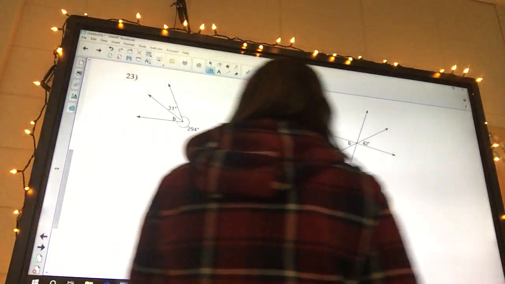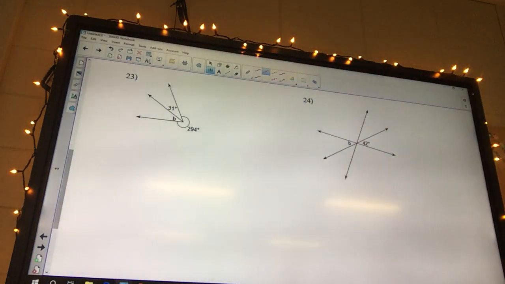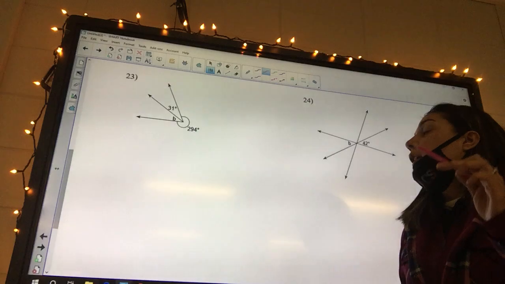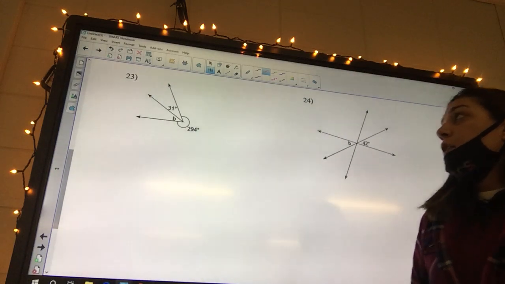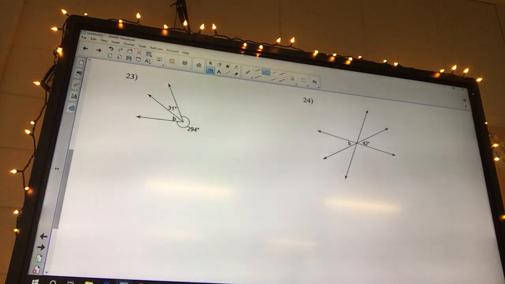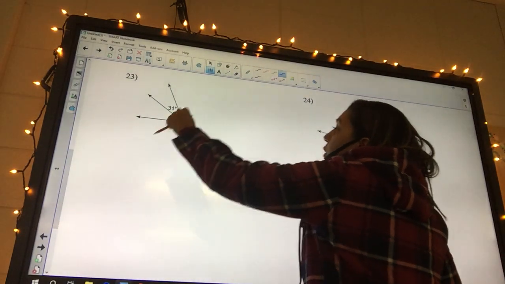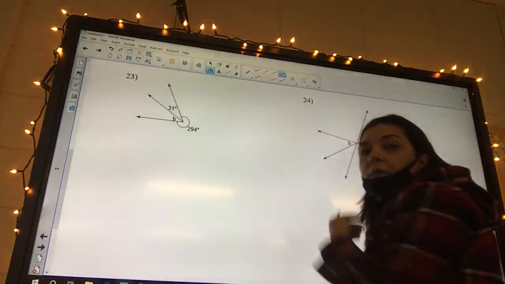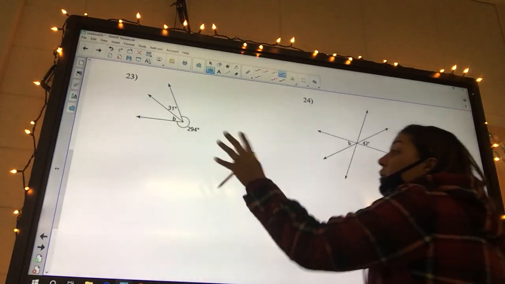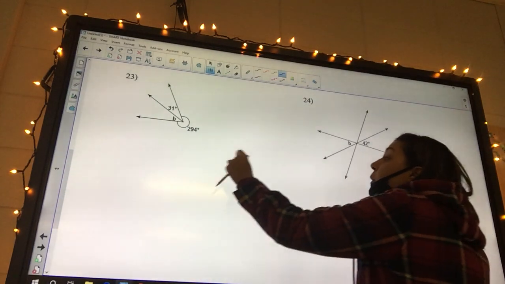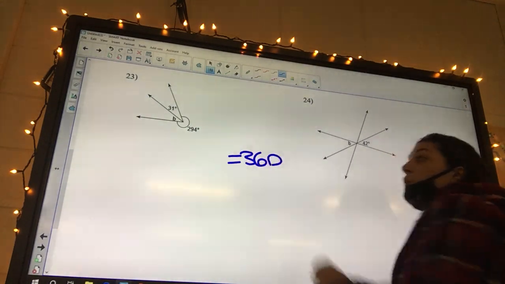Okay, look at 23. We have, I don't want to say a big circle, but a big chunk of a circle equals 294. Another little chunk equals 31, and another little chunk equals B. What are we trying to find here? B. Okay, so what do you know about a circle? It almost always equals 360. So if you say equals 360, that means you probably need to write equals 360. Well, what equals 360?